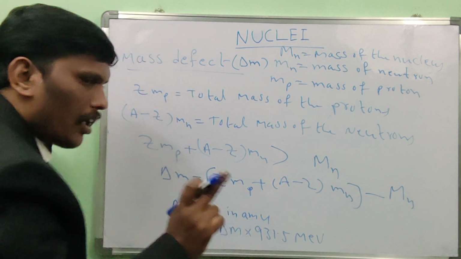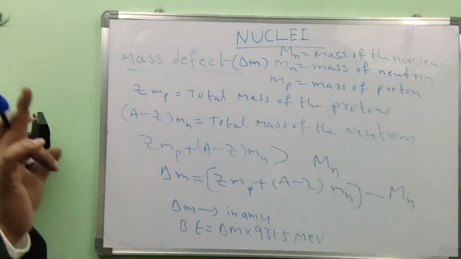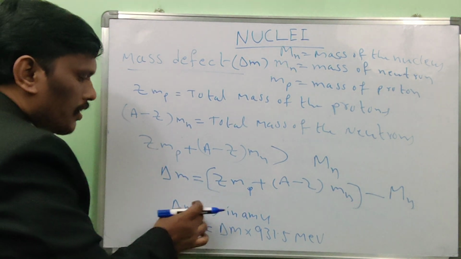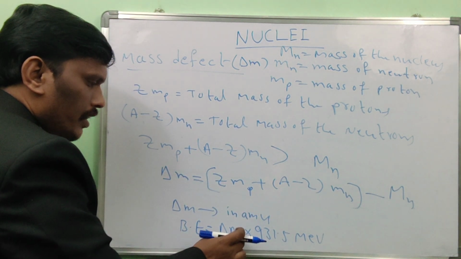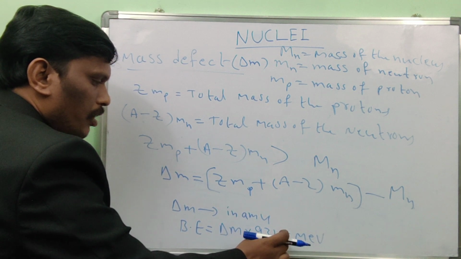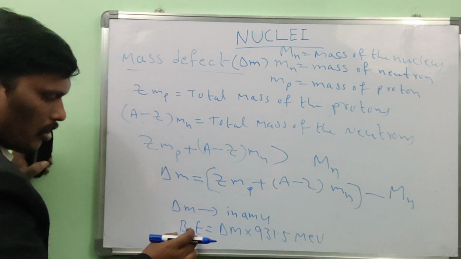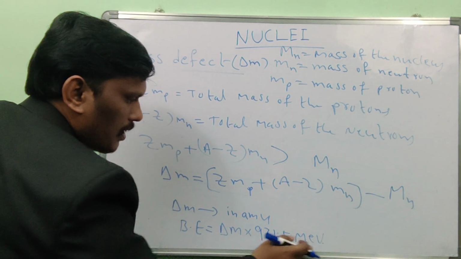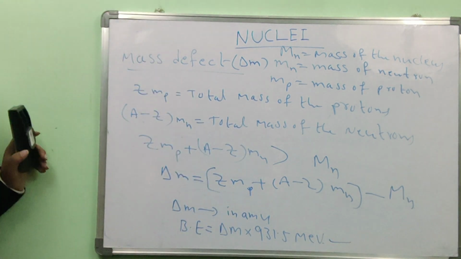Substitute the delta m value in AMU. AMU is the mass unit, but that is not an SI unit. It is the small unit of mass, atomic mass unit. So substitute delta m in atomic mass units and multiply it with 931.5. Then automatically you are going to get the binding energy in million electron volts, MeV. Note down, students.